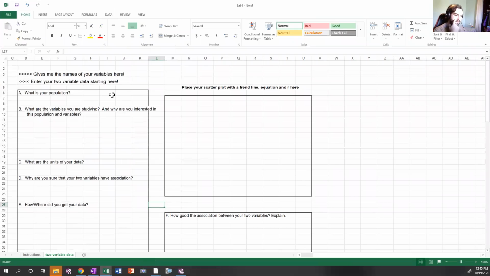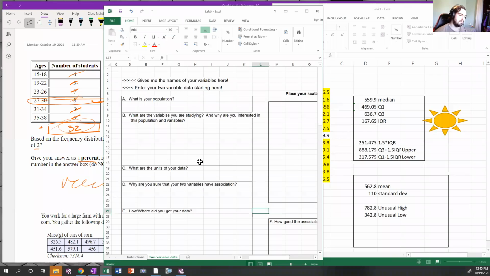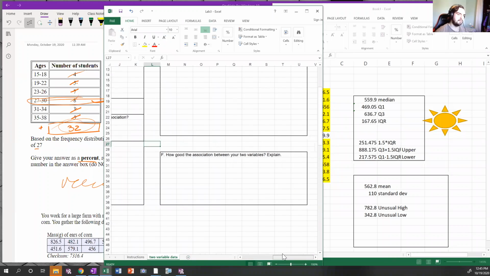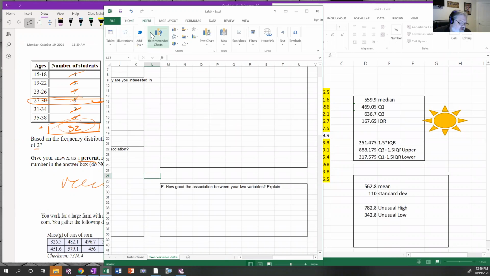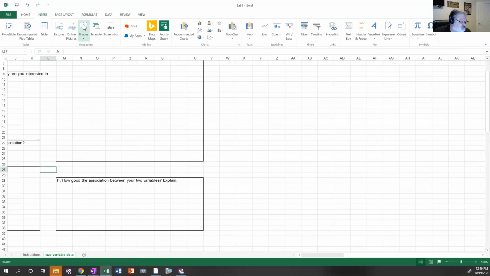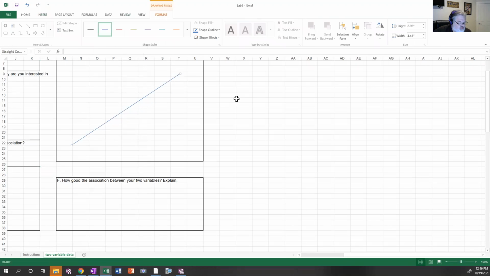I just had a question about question F, actually. It asks how good is the association between the two variables. Is that asking about if it's negatively or positively associated? No. Negatively and positively associated is really just the direction of your association. So if your data looks like it goes up overall, that's a positive association. By positive association, that's not positive in the good versus bad argument.